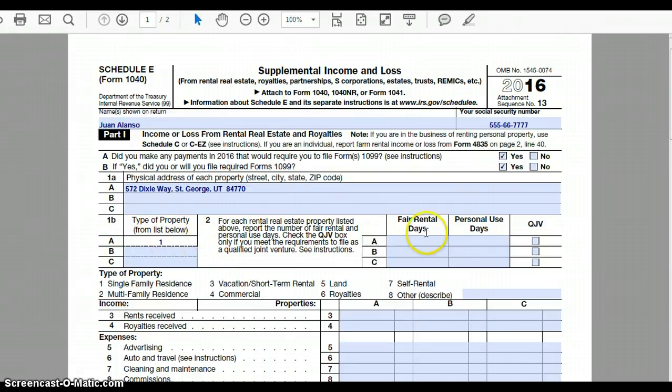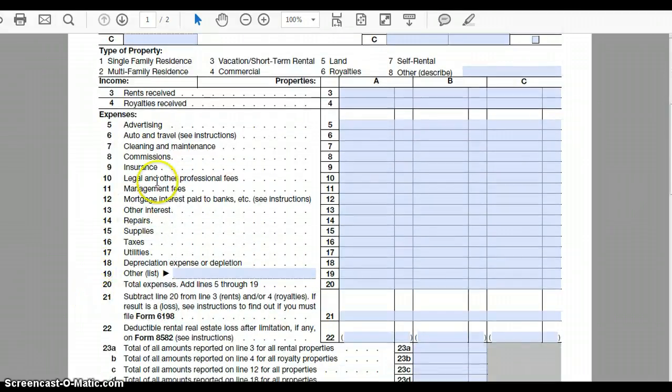And then for rental properties, we have to look at the fair rental days. Well, there were 0 personal days, and the property was rented for 10 out of 12 months, so that was about 305 days. All right, so then we go to income. I'm going to go ahead and scroll for that. So income, rents received in item 3. So again, we are property A, and that was rents received of $14,350.